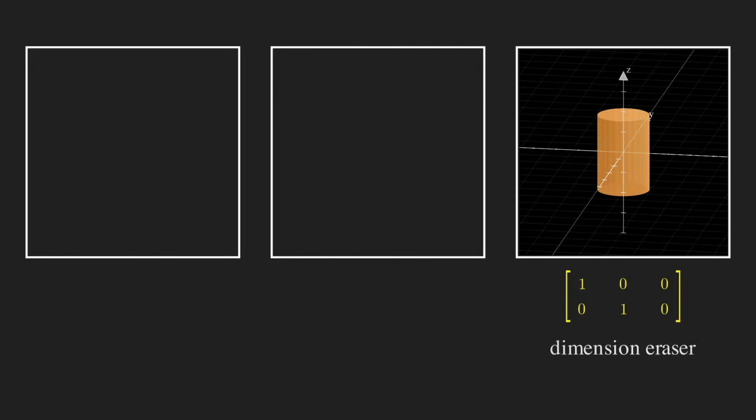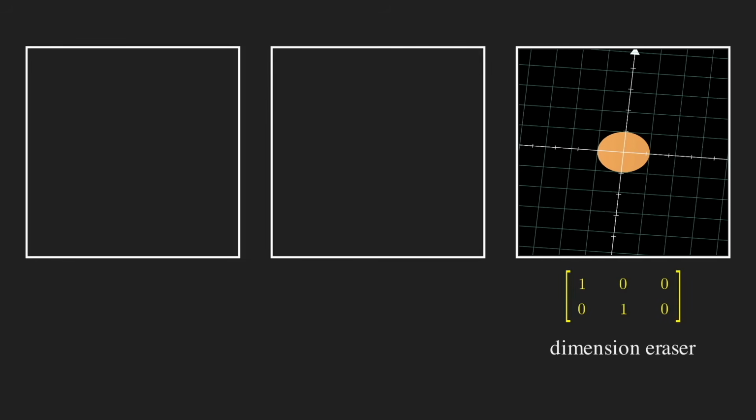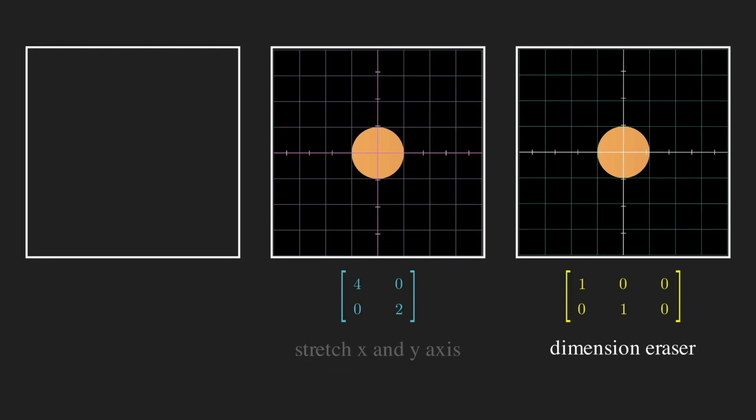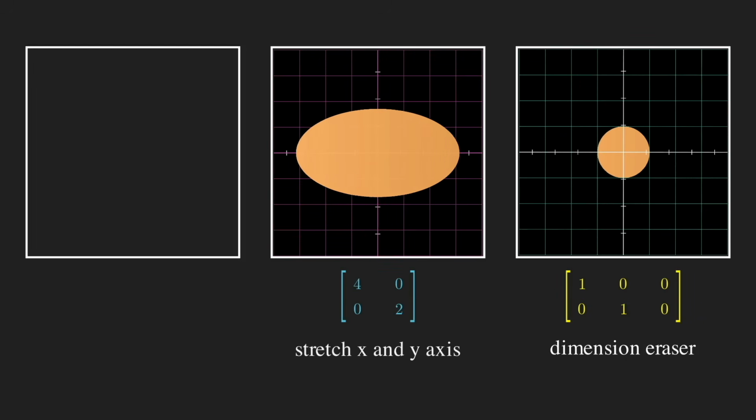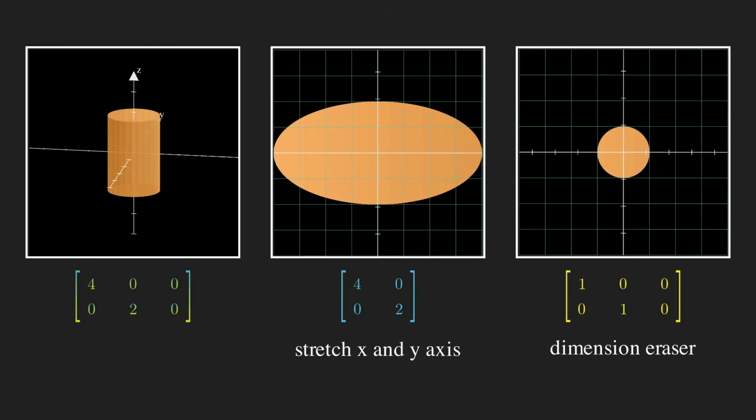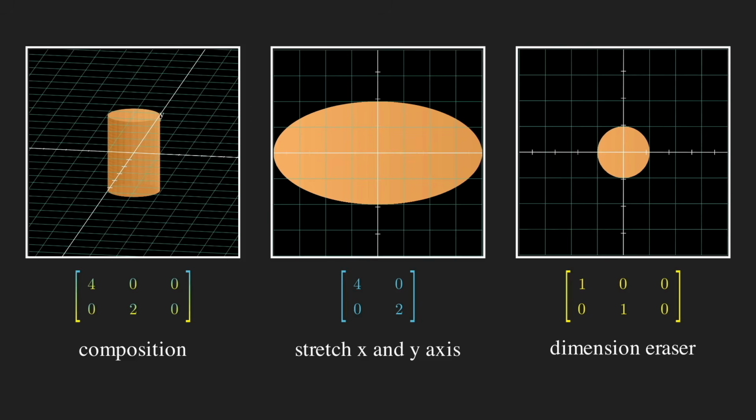The dimension eraser takes away the third dimension, and then the diagonal matrix stretches the x and y axes accordingly. The matrix C, since it's a composition of the two matrices on the right, would basically encapsulate the two transformations, but in just one go.